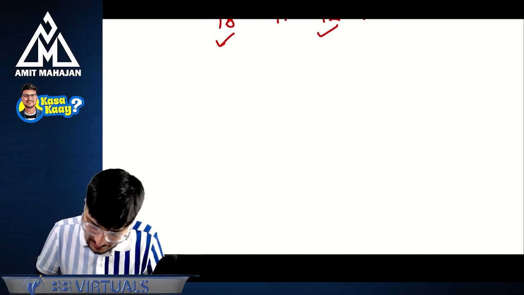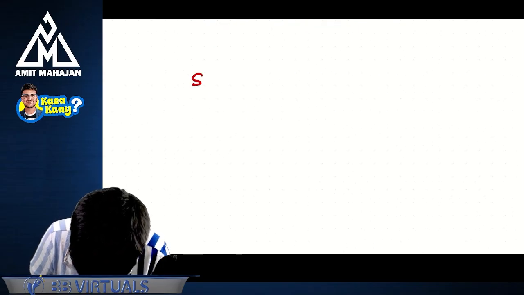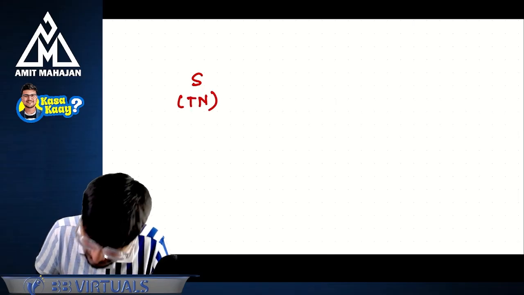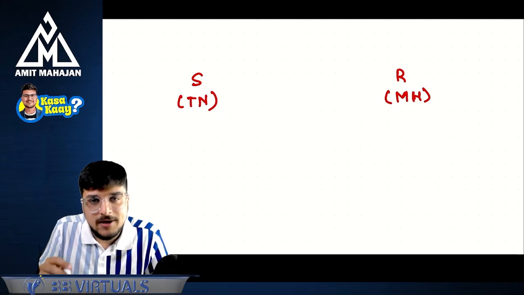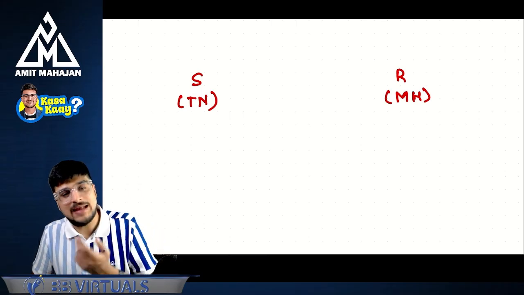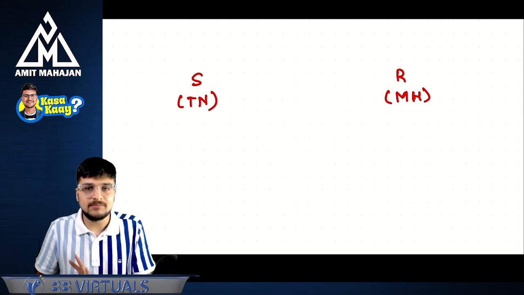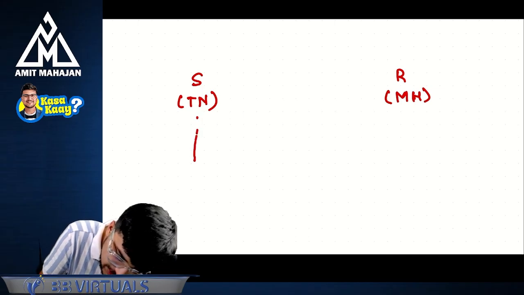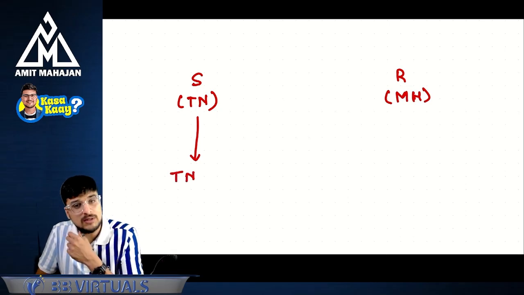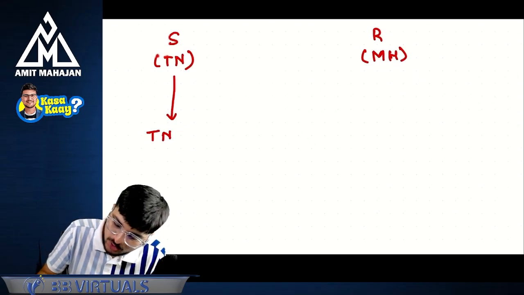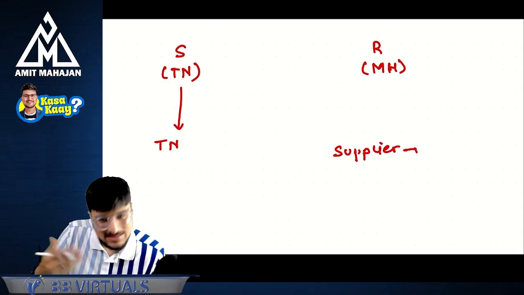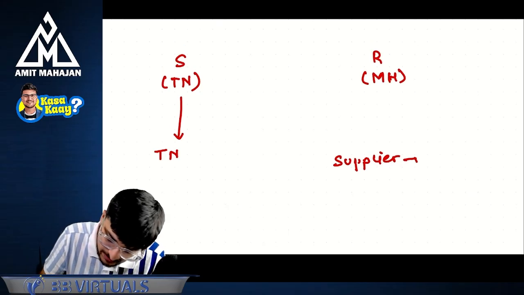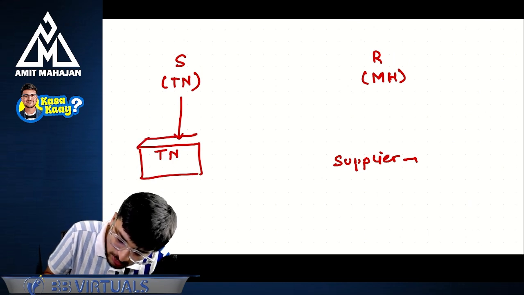Let's take one example. There is one supplier from Tamil Nadu. There is one recipient from Maharashtra. Correct? We made an agreement, and I asked that supplier to deliver the goods to Tamil Nadu only. So this supplier delivered the goods to one of the godowns in Tamil Nadu. Now, I will ask you whether this will be an interstate supply or an intrastate supply.